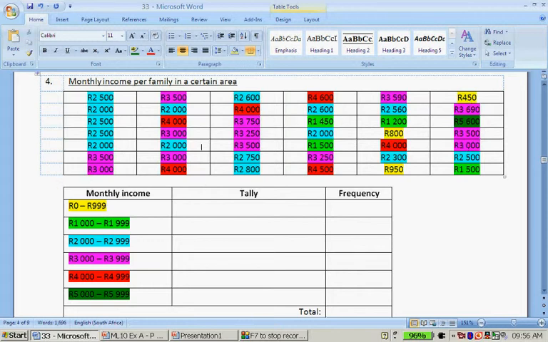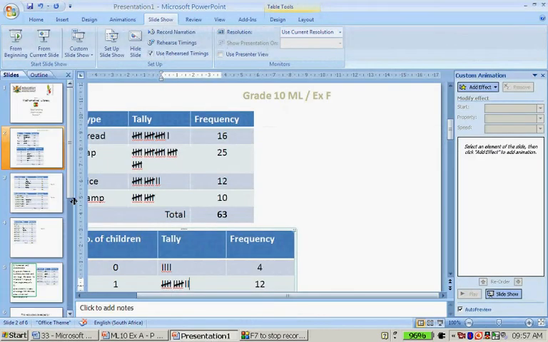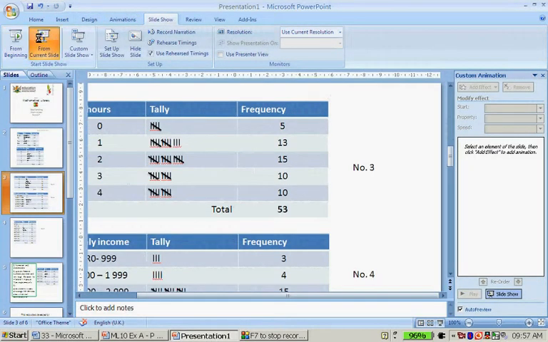1, 2, 3, 4, 5, 6, 7, 8, 9, 10, 11, 12, 13 pinkish colors. 1, 2, 3, 4, 5, 6 reds and 1 dark green. Right, so really not all that difficult. Let's quickly look at the answer.